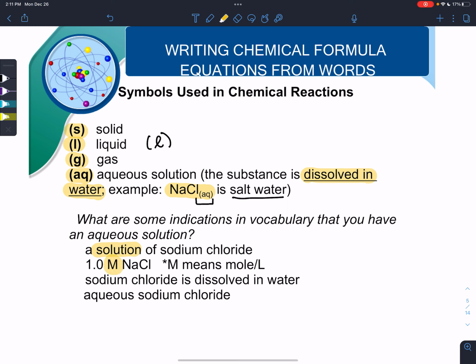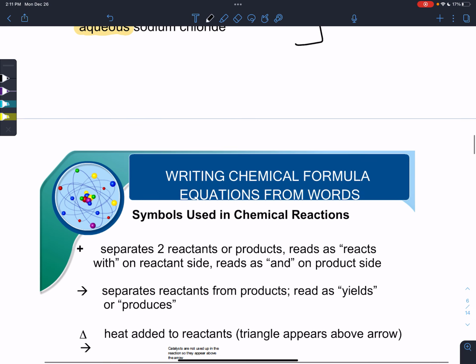If you see that molar, that means moles per liter, which is basically, we haven't gotten into this yet, but it's essentially a way of determining how concentrated your solution is. So more concentrated or less concentrated. If you see sodium chloride is dissolved in water, that means it's aqueous. Or you could just simply see the word aqueous. So if you see any of these, all of these mean you would put AQ after it when you're writing that chemical reaction or chemical equation.